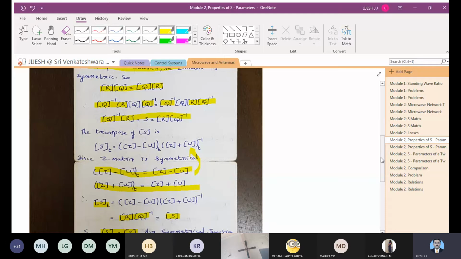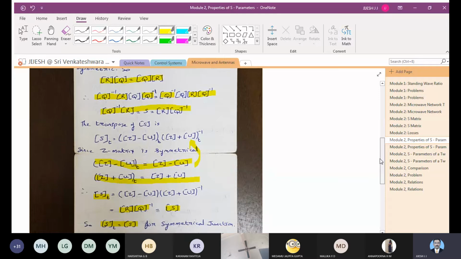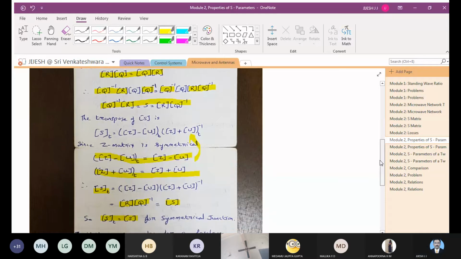Do you have any doubts in this one? Bhumika, is it clear? Yes. Okay. So is anyone having any doubts? We'll move on to the third property.